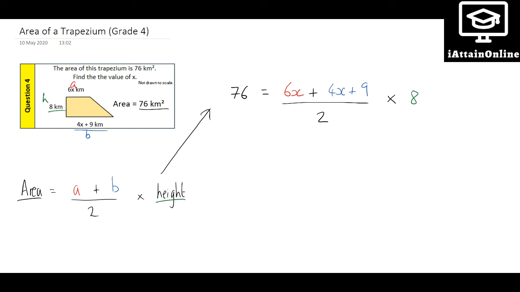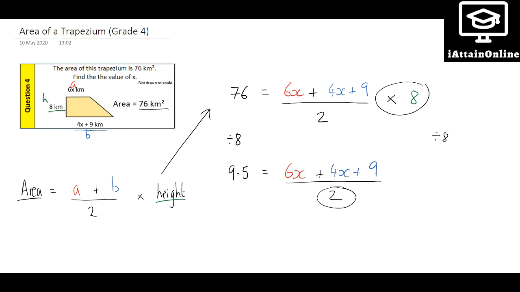Just like last time, we want to rearrange this so that eventually I have the answer x equals something. To do that, we first want to undo this timesing by 8 to both sides. Remember, whatever we do to one side of an equation, we have to do to the other. So I'm going to divide both sides by 8. 76 divided by 8 gives me 9.5, and that is equal to 6x plus 4x plus 9, divided by 2.